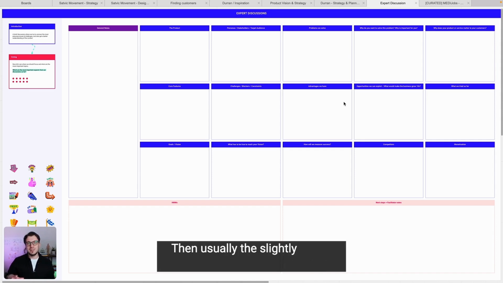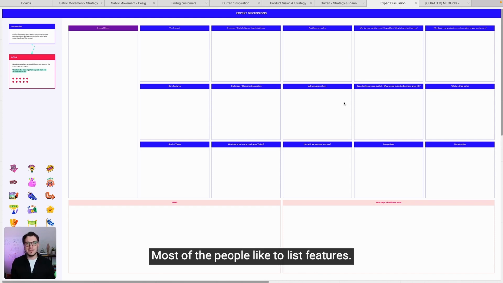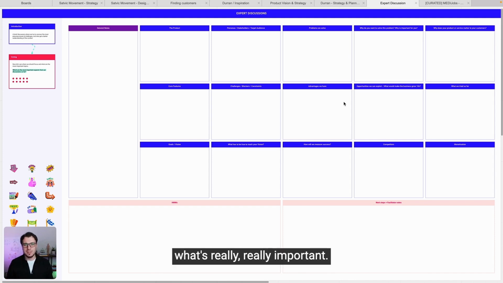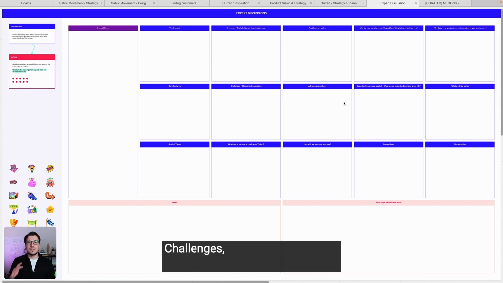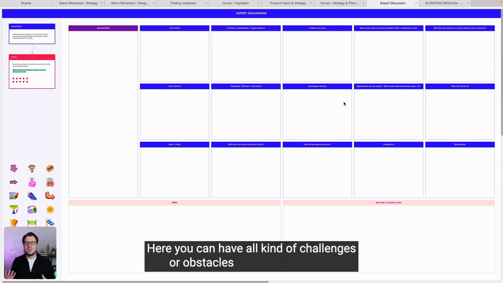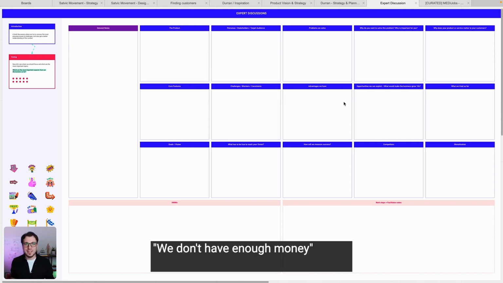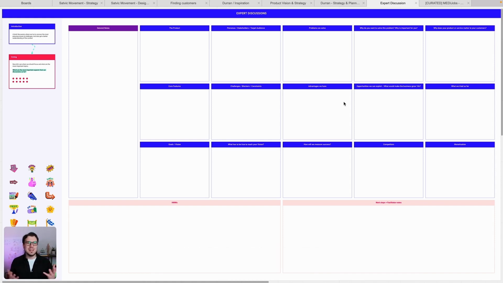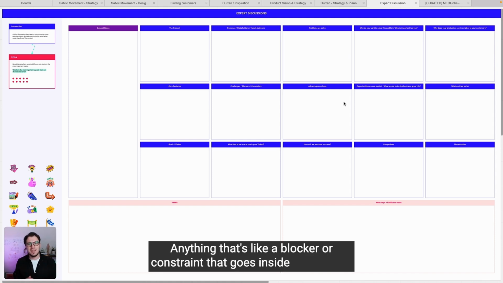Then usually the slightly easier discussion, it's about core features. Most of the people like to list features. The thing is here, we want to focus on the core features. So what's really, really important, that goes in the core features part. Challenges, blockers, constraints, anything that might be a blocker, anything that might be a problem. Here you can have all kinds of challenges or obstacles. From the standard, we don't have enough money, or we don't have enough people to, I don't know, how we raise investment, or we don't have the specific knowledge to build this, or things like this. But anything that's like a blocker or constraint that goes inside of that box.